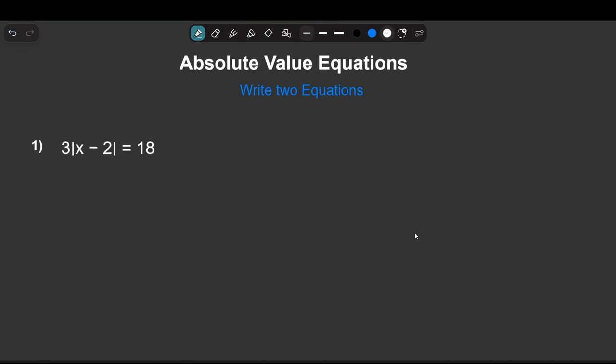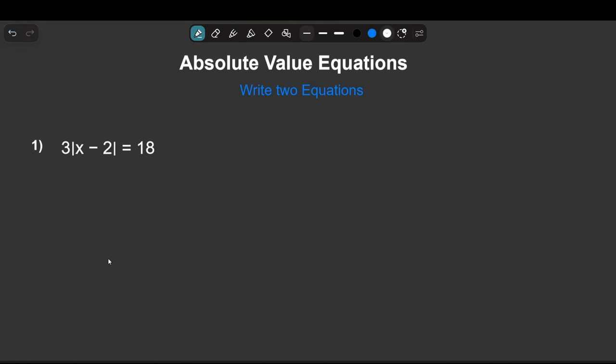Here I'm just going to go through one example, so if you just need a quick review, this should help. So we have our example: 3 times the absolute value of x minus 2 equals 18. Now let's solve this together so you can get a quick review, or if you just learned this recently, you can get this down pretty easily.